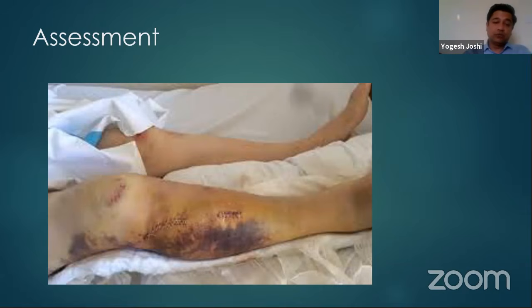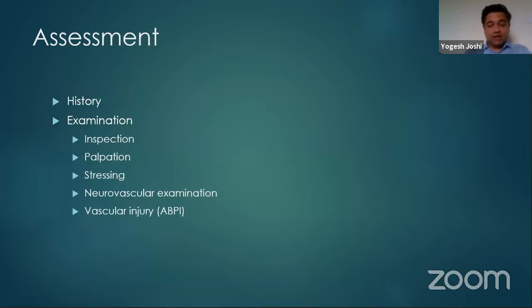Once you determine it's an isolated injury without compartment syndrome, without distal neurovascular deficit, also comment on the soft tissue injury, bruising, ecchymosis, swelling. That determines how you're going to approach these injuries. History is important. How did the injury occur? What was the position of the knee when this happened? Was it a simple injury? Was it a twisting injury? Was it just a low velocity? Was it high velocity? Was it a fall from height? If there was a fall from height, look for other injuries as well.